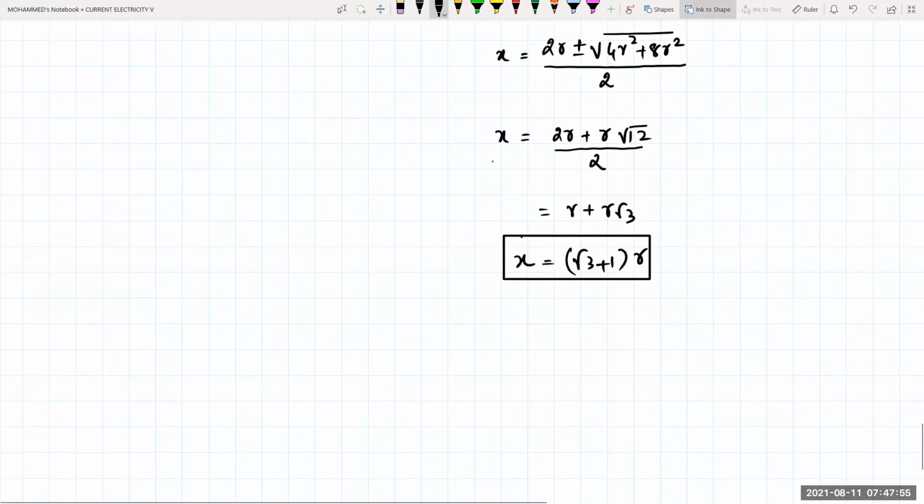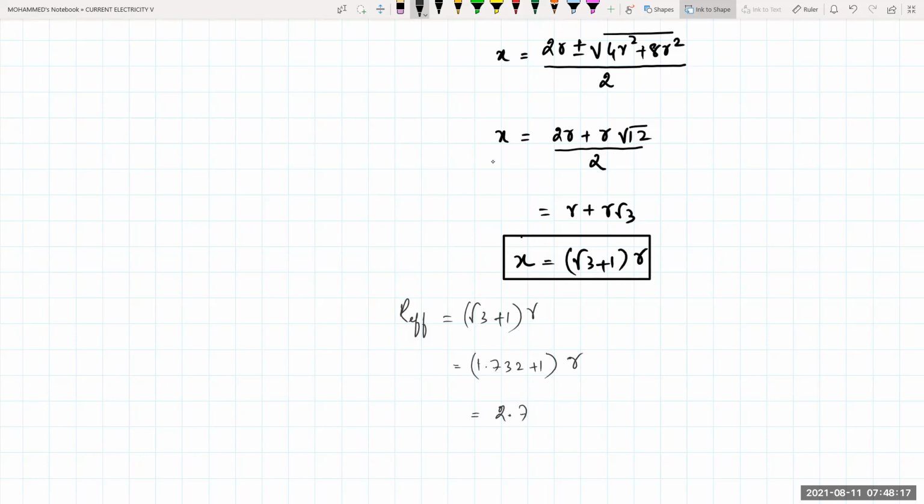So I know the value of R effective. R effective is equal to root 3 plus 1 into R. Root 3 value is 1.732, plus 1, into R. So that will become 2.732 into R. So this is your R effective.